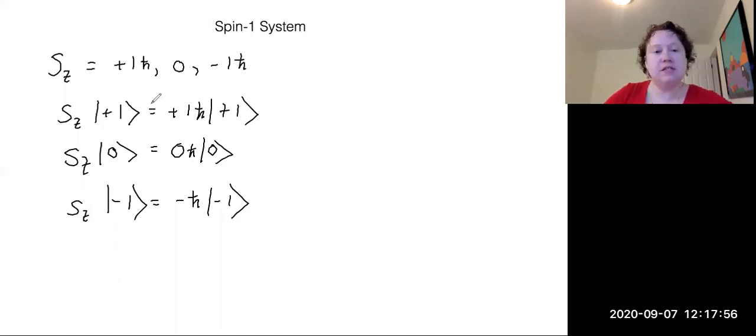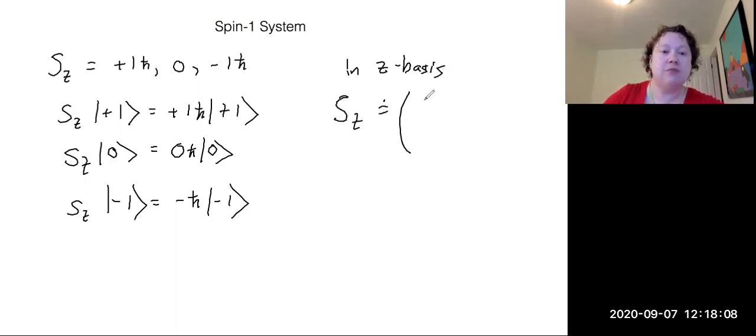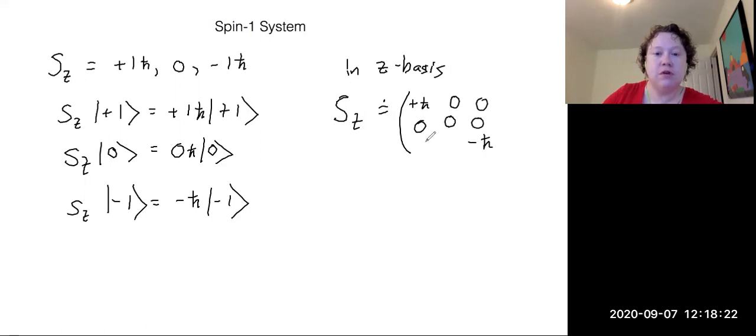So what this means is that in the z basis, SZ is represented by the diagonal matrix, with its eigenvalues just down along the diagonal. So +h bar, 0, -h bar go in the diagonal. Then we fill in the rest with the zeros.